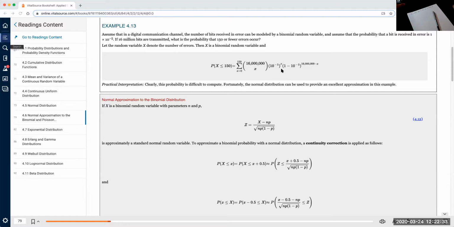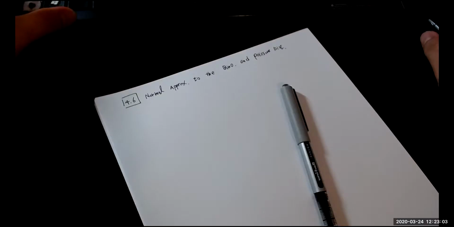So now we have the formula, but in practice it's really difficult to compute. Even the computation of this combination is really tedious. So that's why we're going to use the normal approximation to approximate the binomial distribution. Okay, so now, what are we going to do?